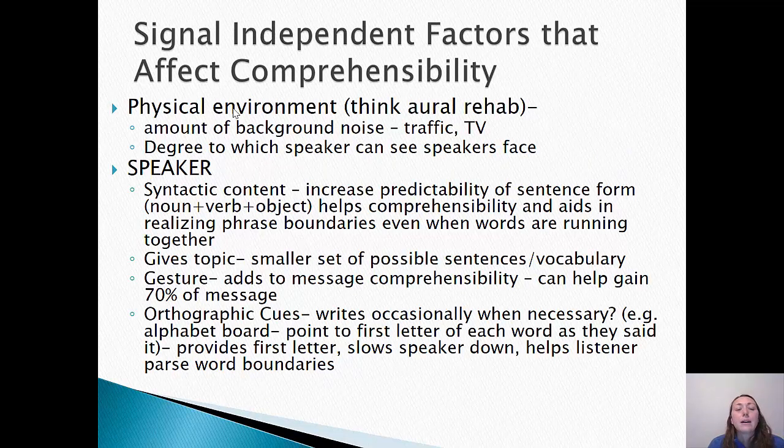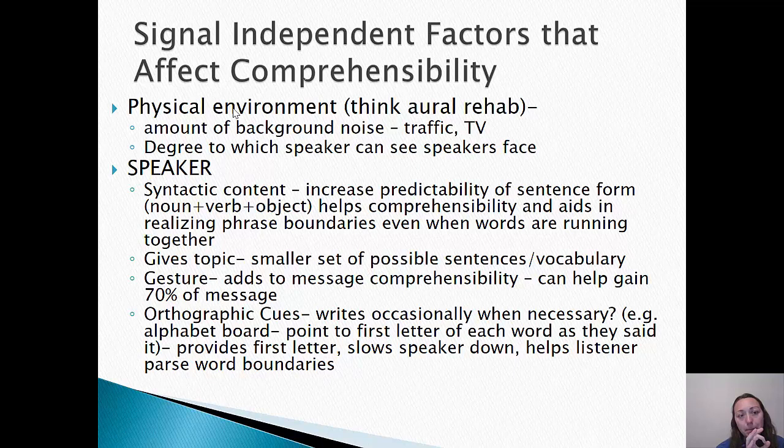Okay, so here are some factors that can affect comprehensibility. Physical environment, think oral rehab, like I just said: amount of background noise, traffic, TVs on, the degree to which a patient or the people can see each other's face. Looking at someone's face can sometimes help with that message.